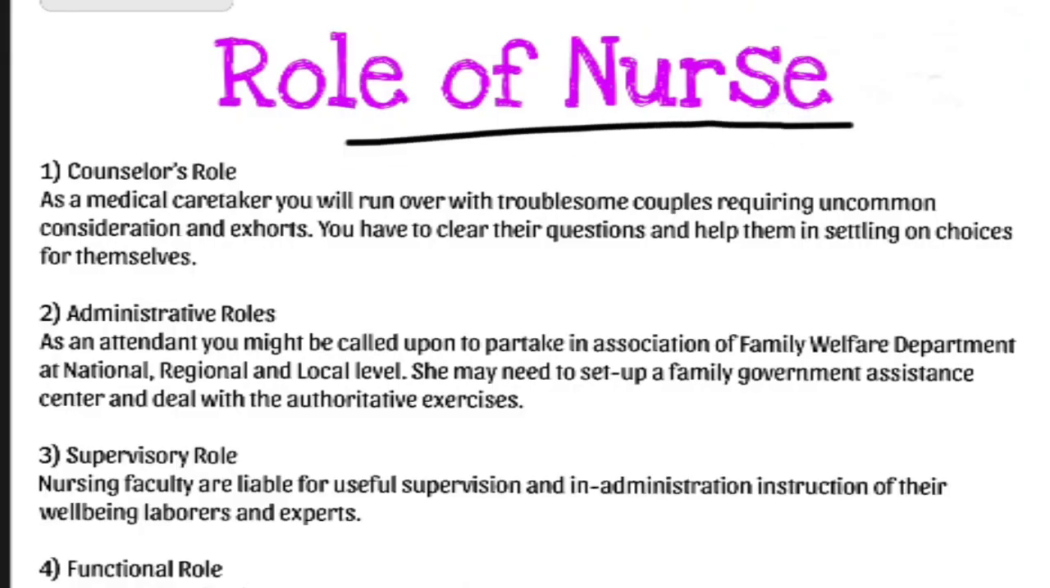Role of the nurse. This role of the nurse is not only applicable for family planning programs, it can be applied to any program that is introduced into the committees, like MMR, RCH, Safe Motherhood, and the general family welfare program also. So it's like a general nurse's role.